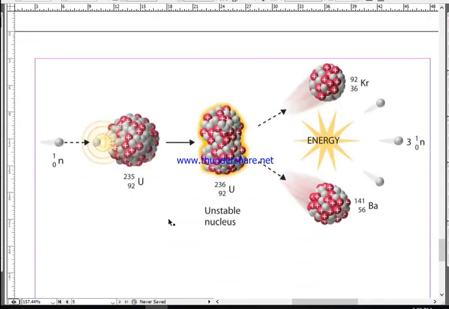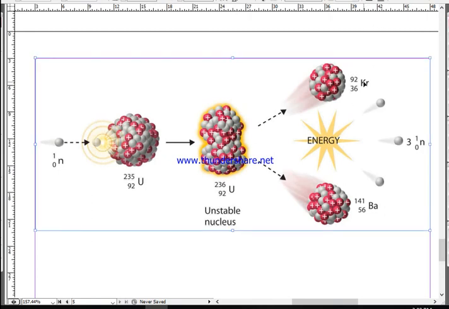And the reaction is like this. See, this is a uranium nucleus, and these pink balls are protons, white balls are neutrons. A uranium nucleus has an atomic mass of 235 and an atomic number of 92. When a neutron collides, it forms a heavy isotope of uranium, whose atomic mass is 236. The atomic number remains the same, and this is highly unstable, so it instantly breaks down to form two nuclei.